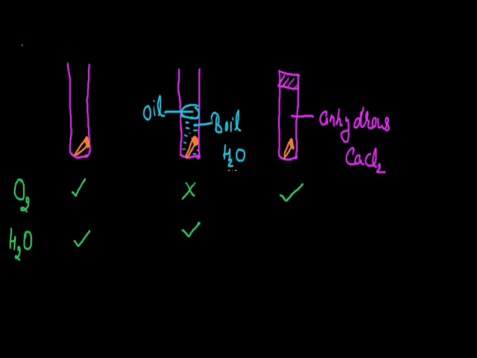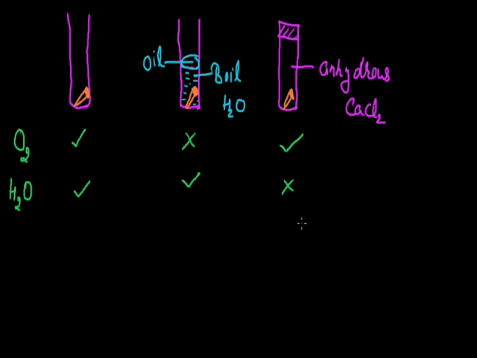This anhydrous calcium chloride will absorb all the water vapor from here, so in the third test tube there is no presence of water vapor. So here we can see that only in the first test tube the iron nail is in contact with oxygen as well as water, while in the second and third test tubes there is a lack of one factor, either oxygen or water vapor.